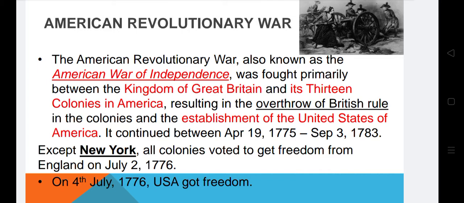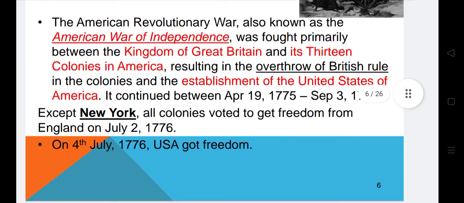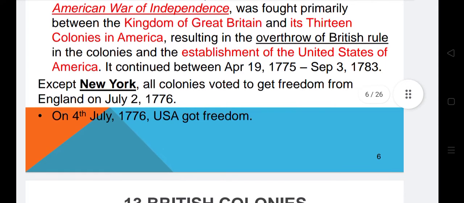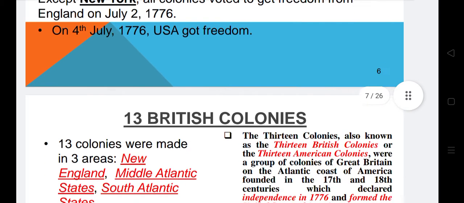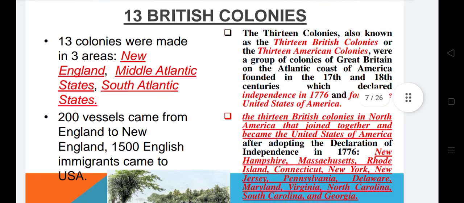This refers to the War of Independence of the USA. The American Revolutionary War, also known as the American War of Independence, was between the Kingdom of Britain and its 13 British colonies to get independence. Basically the colonies are the British colonies and the inhabitants are Americans. And then after this war of independence, America got independence on 4th July 1776, and 13 British colonies.